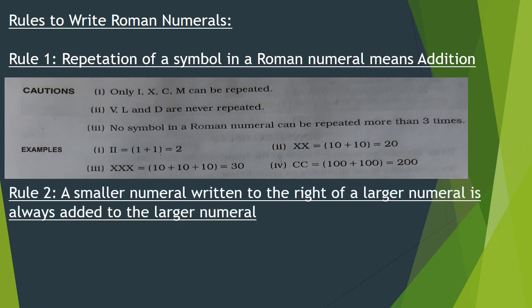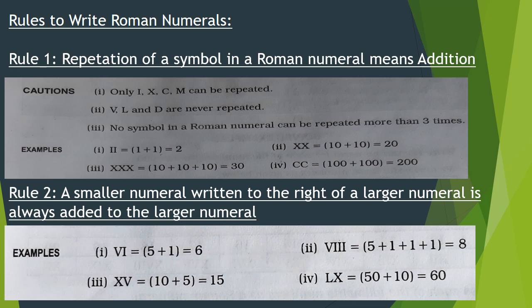Okay. Rule number 2. A smaller numeral written to the right of a larger numeral is always added to the larger numeral. Let's see the examples. Like in number 1, I is written after V. So we will see it as 5 plus 1, which is 6. Again, in the second, 3 I's are written after V. So we'll see that 5 plus 1 plus 1 plus 1, which is equals to 8.